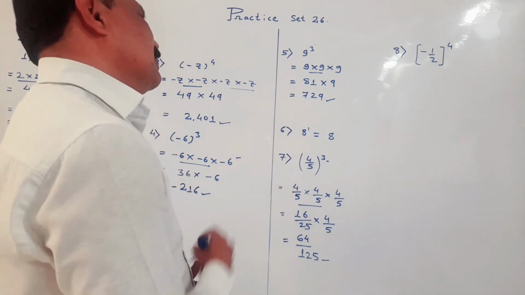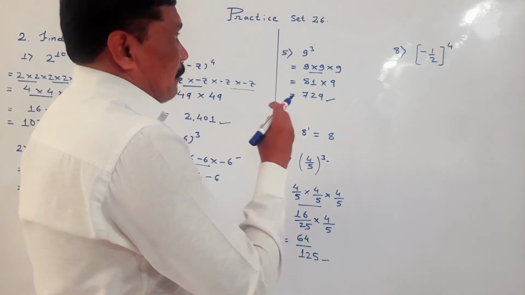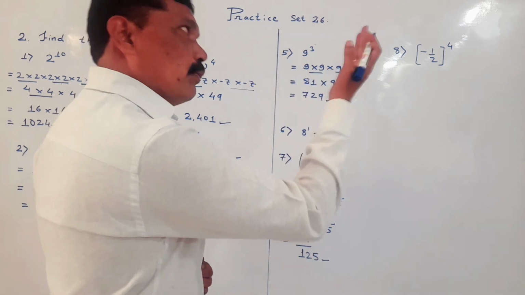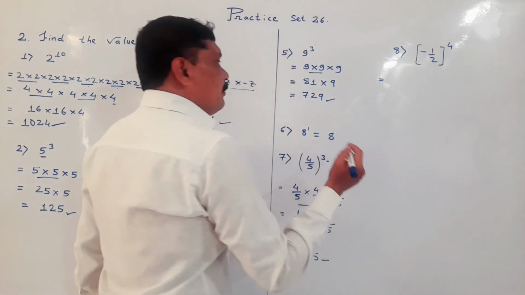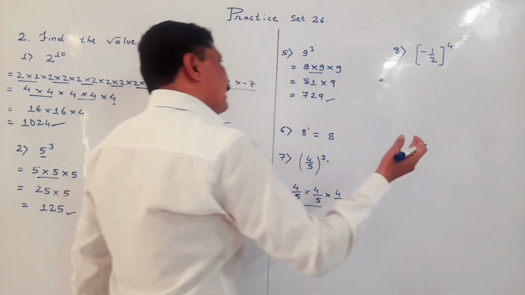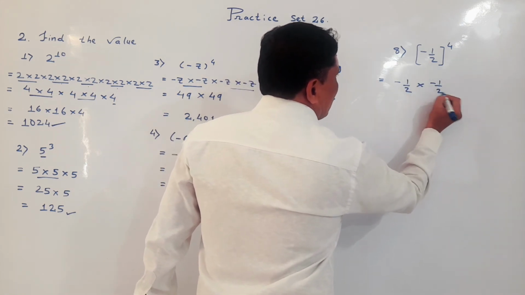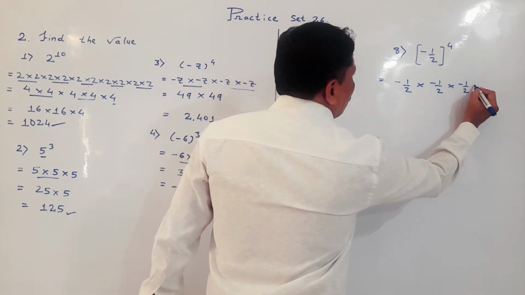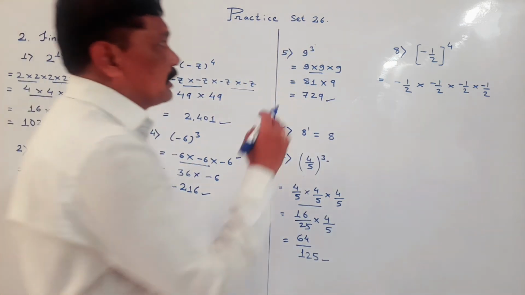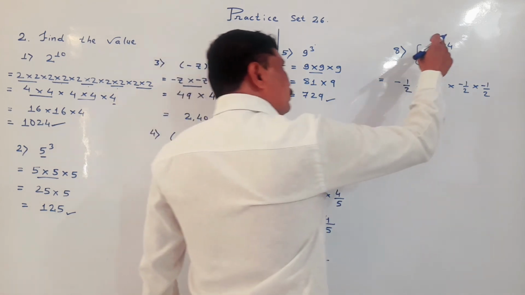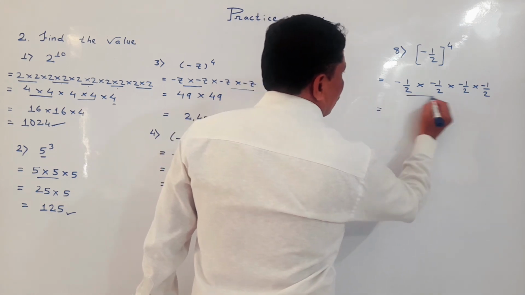and the number is given in the form of index. So we can read it in this form: minus 1 by 2 raised to 4. So we will take the base. Here my dear student, base is multiplied again and again, and here base is minus 1 by 2, minus 1 by 2, and minus 1 by 2, and minus 1 by 2. We have multiplied base again and again. What is the index? 4. So 4 times, 1, 2, 3, 4, is equal to.